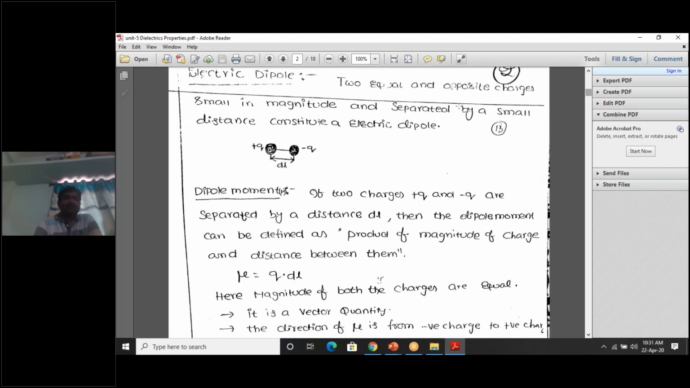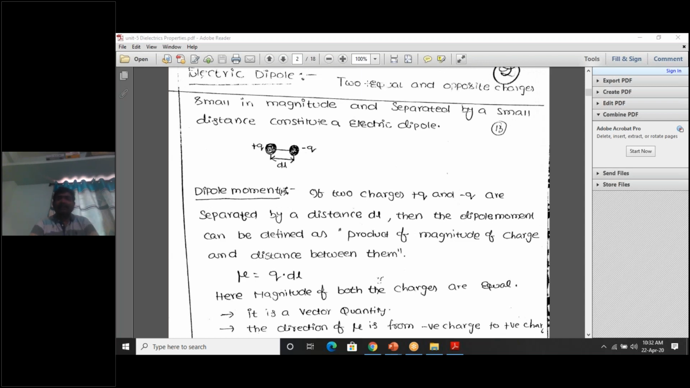That's it. Next, the electric dipole has a peculiar property. What is that peculiar property? Electric dipole moment. The electric dipole has a peculiar property. What is that called? Electric dipole moment. So let me complete it.